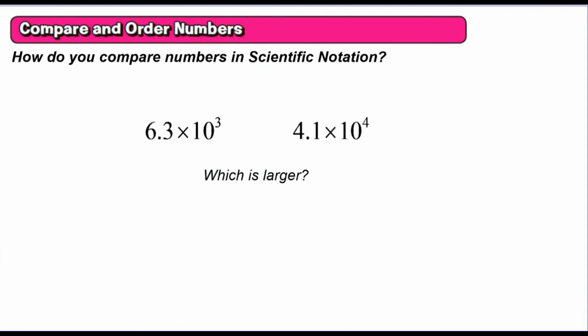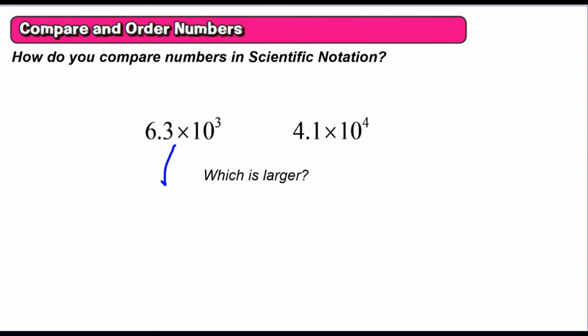How do you compare numbers that are written in scientific notation? Here I have a couple of them, 6.3 times 10 to the third power and 4.1 times 10 to the fourth power. How can we tell which number is greater? Well, the 6.3 is larger than the 4.1, but the power of 10 on the left is smaller than the power of 10 on the right. So which one is actually larger?